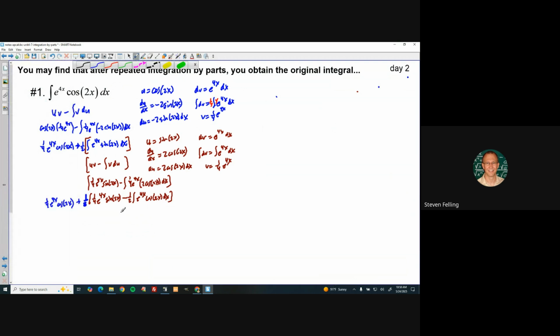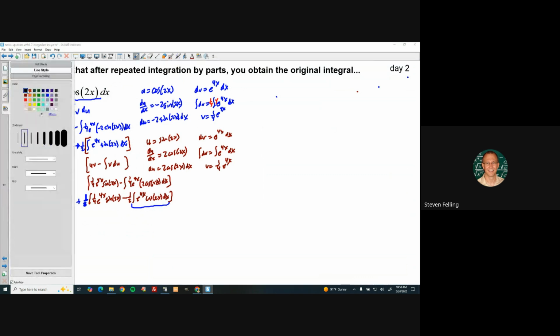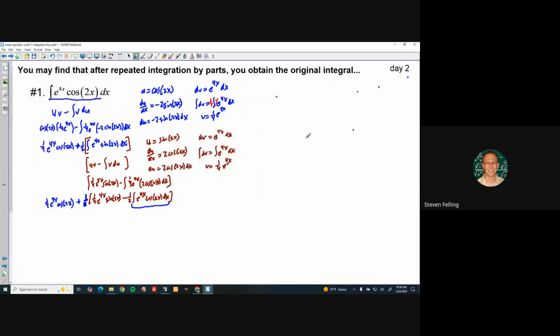All right, so here's the problem. This is not getting simpler, but look at this. This integral of e to the 4x cosine 2x is an exact copy of what we started with. So sometimes when you do integration by parts twice, you get the original integral. So when that happens, what we can do is write something a little different here. Let me switch to a different color. The original integral, e to the 4x cosine 2x dx, I'm just going to say that is equal to what we got as our result.